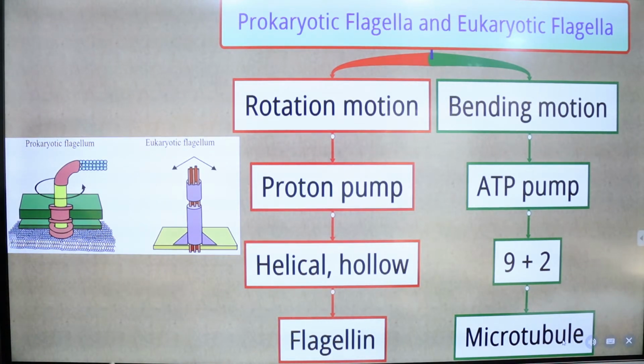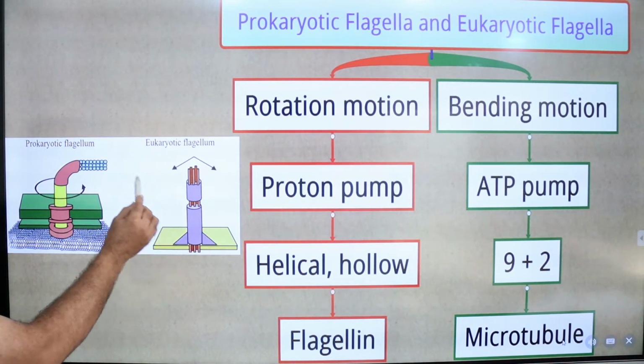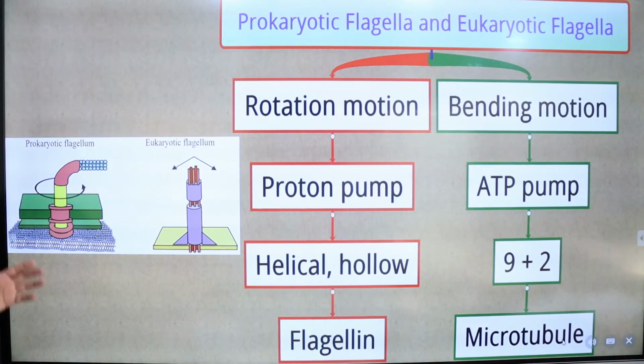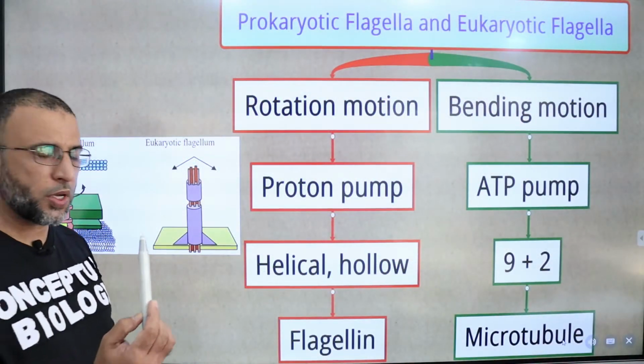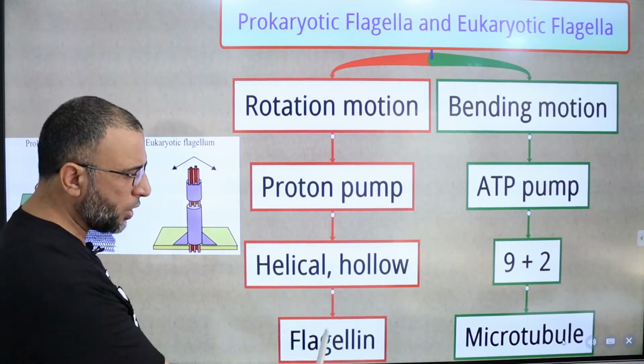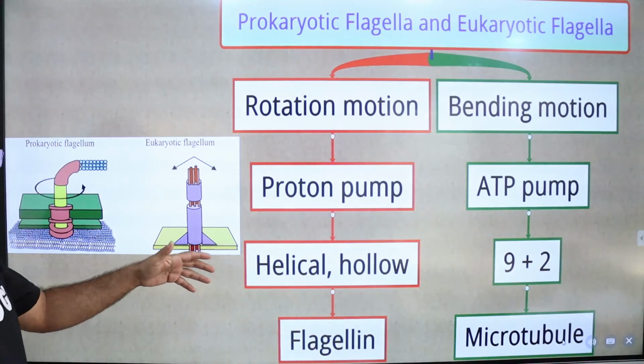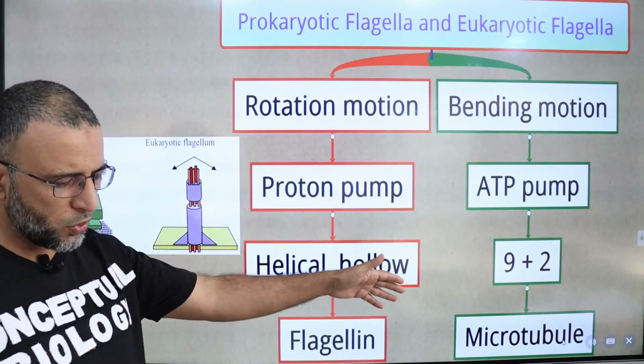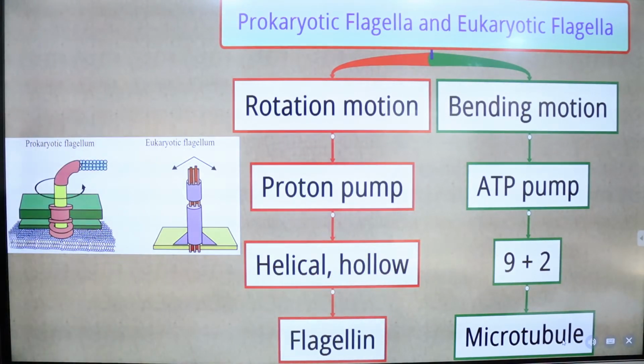Now, what about the actual protein involved in the formation of eukaryotic flagellum and prokaryotic flagellum? Prokaryotic flagellum is composed of a single globular protein that is called flagellin. But eukaryotic flagellum is composed of microtubules, the cytoskeleton. Microtubules are synthesized by centrioles found in the centrosome of our eukaryotic cells.